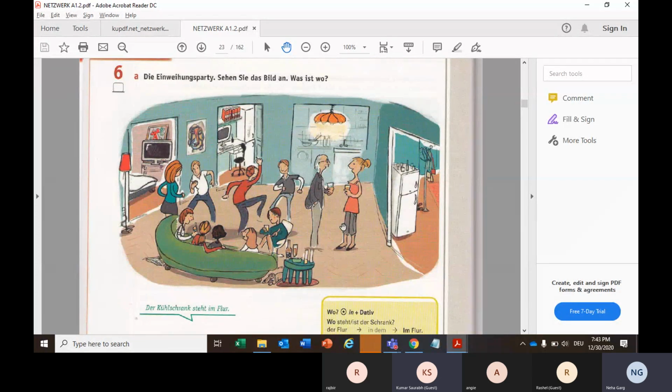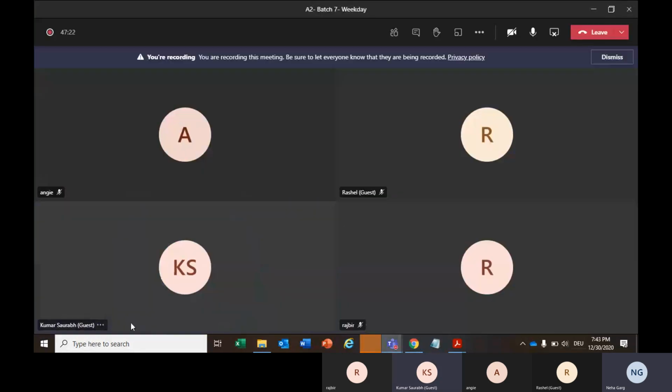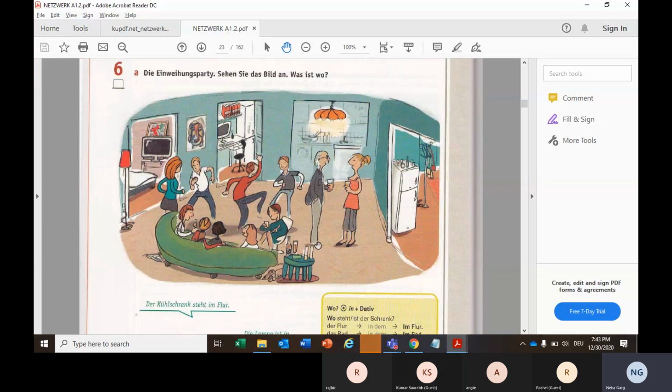Now if you can see the picture, what you guys have to do is make 5 sentences using a Wechsel preposition. Sora, please keep yourself on mute. You can use any of the Wechsel prepositions, and then you can describe the picture, like what is kept where.